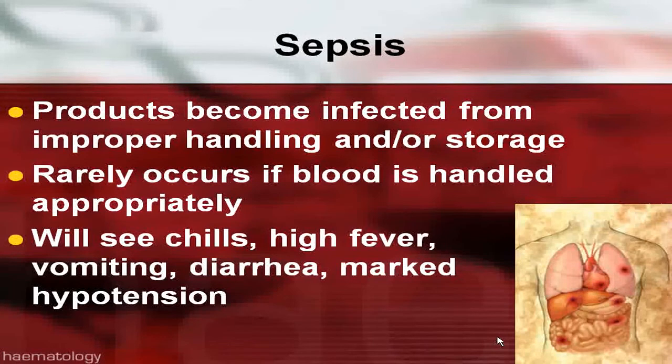So you're going to see chills. You're going to see a high fever. You're going to see probably vomiting and diarrhea and hypotension. Your first reaction to hypotension would be to increase the blood because you think, oh no, we've got to give them more. No. You've got to support them with something else. You've got to stop the blood, notify the physician, and start doing all these other things.